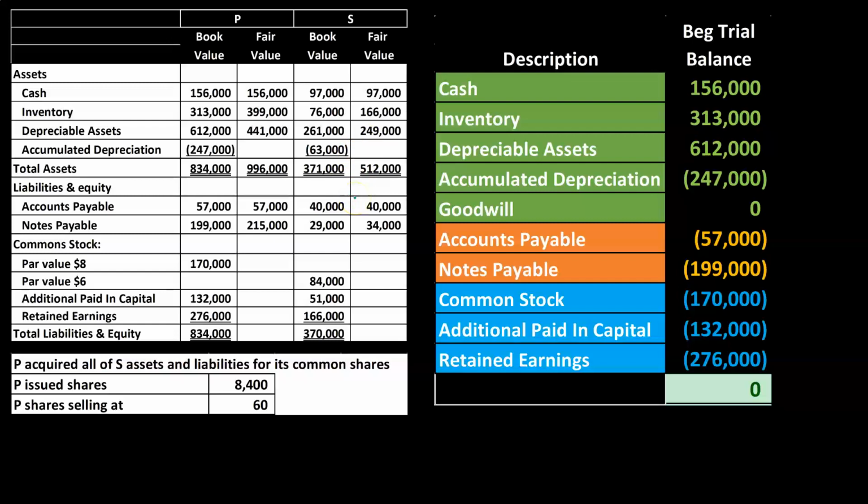Accounts payable is going to be the same in this case. That would often be the case because you owe money. If it's basically owing money, then it may be the same. It may differ in some cases. Notes payable is $34,000, so we have a difference there as well.